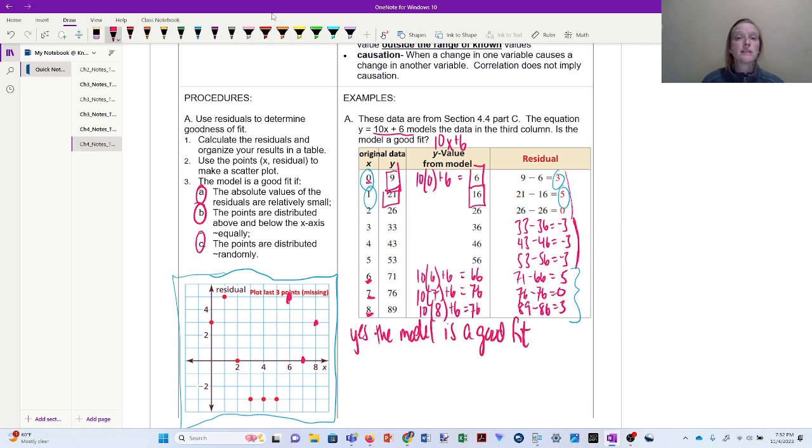And the reason for this is because the residuals are all small. The absolute values of the residuals are all small. The points are distributed reasonably equally above and below the x-axis, and they are distributed randomly. There doesn't seem to be a specific pattern of which points are above and which points are below the x-axis.